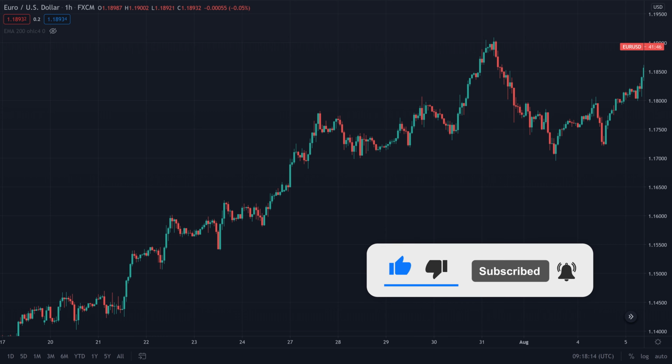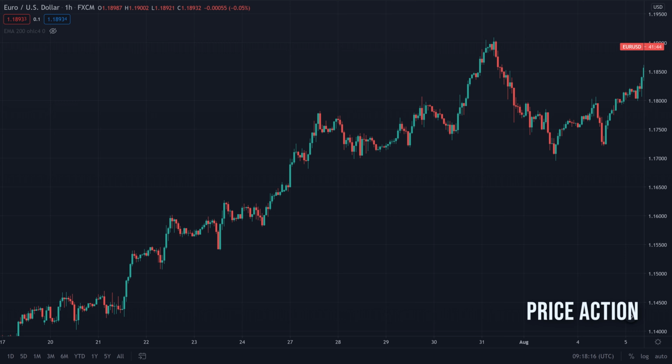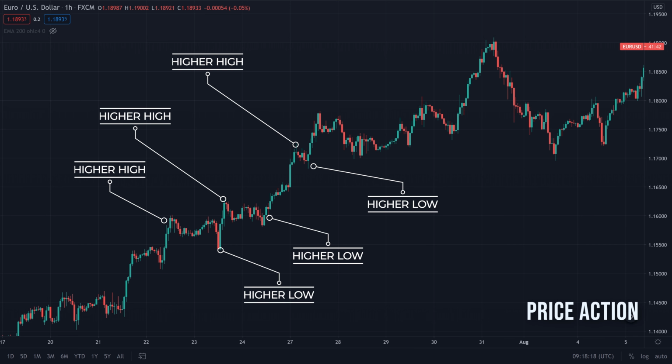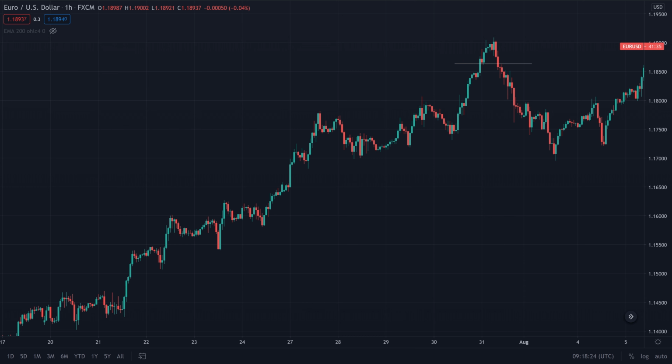The first way to identify a trend is by looking at price action. Price making higher highs and higher lows defines an uptrend. The uptrend will be broken when price breaks below the previous higher low and makes a new lower low as it continues downwards. This is a great opportunity to look for short entries.